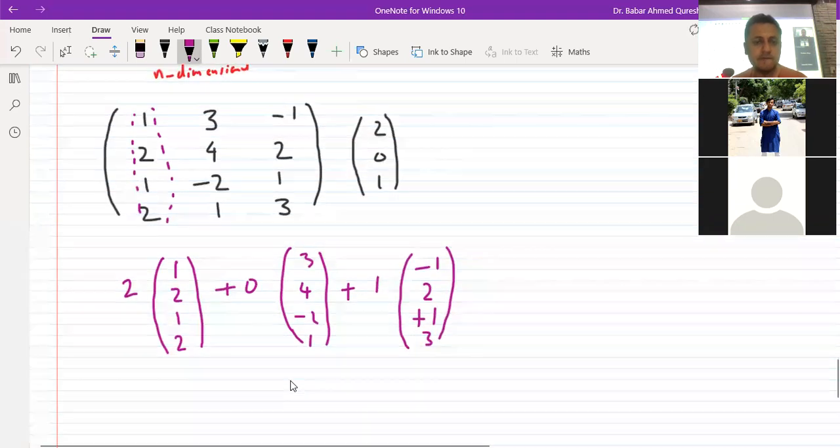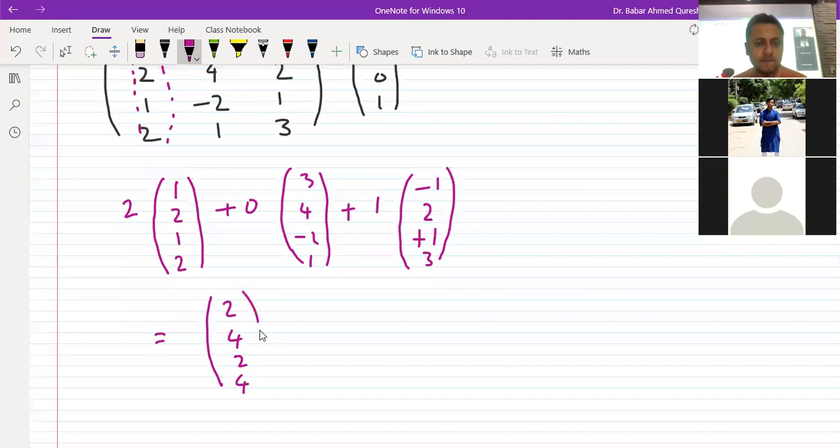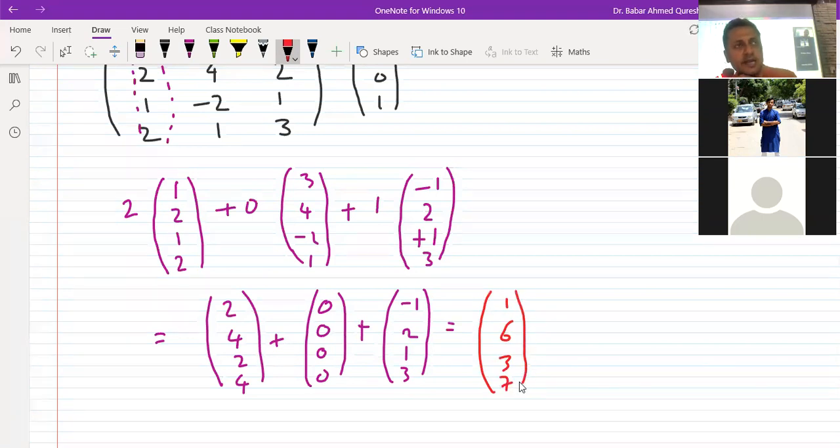So what do you get? You get 2, 4, 2, 4 plus the 0 vector. 0 vector means all components 0, plus -1, 2, 1, 3. And then all I need to do is add these components. So 1, 6, 3, 7. And I'll get back a vector.